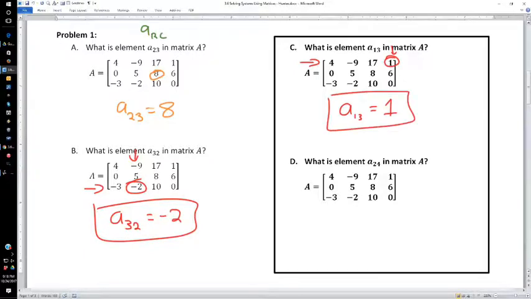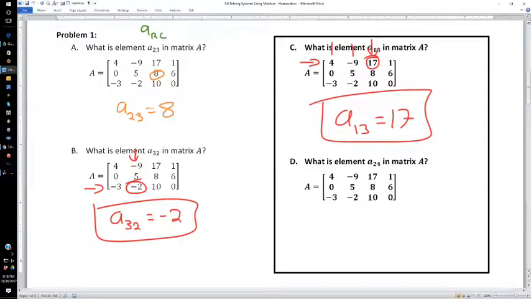Element A24. All right. Row 2. What did I just do? Ha! Hopefully you caught it. Mr. Hunter, what are you doing? We want our old teacher back. No, you don't. A13, 1. Mr. Hunter can't count. 1, 2, 3. It's actually the 17. A13 equals 17.